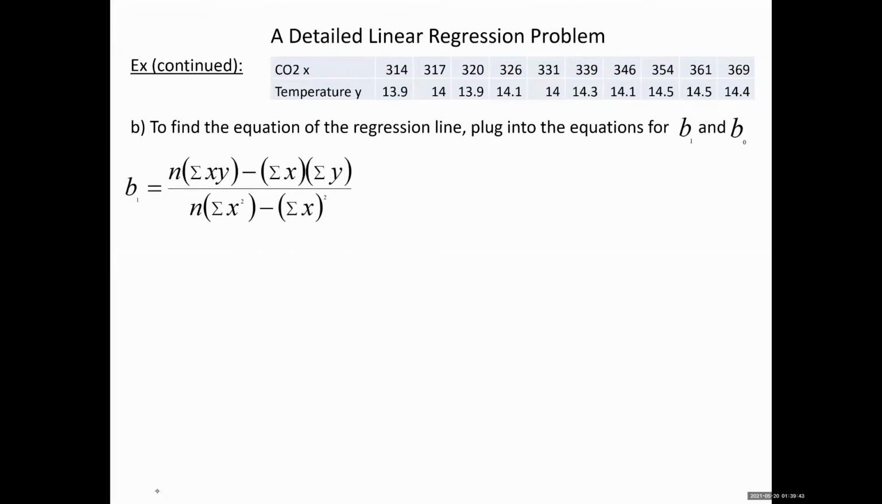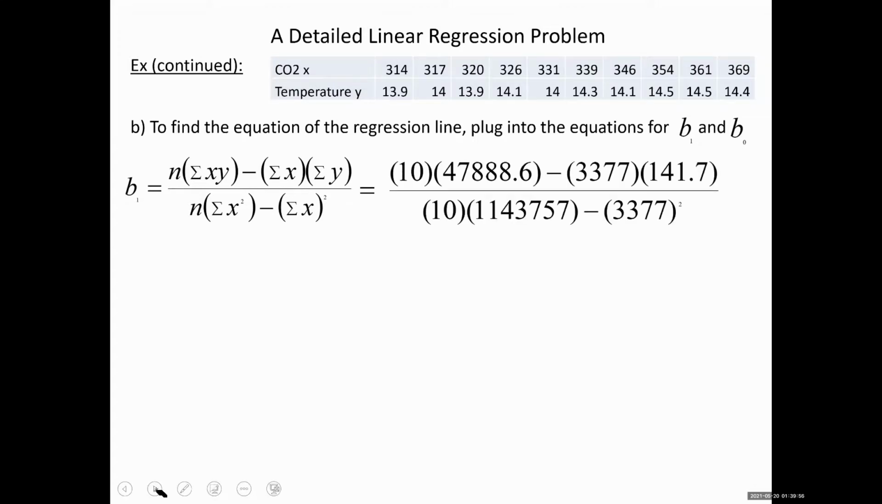Again, take a look at the formula. It has all those quantities I had you calculate earlier. It has sum of x, sum of xy, sum of y, sum of x squared. And then n is 10. Just fill into this formula with the stuff we calculated earlier. Calculate that mess, and you get 0.0109. This is the number that goes in front of the x in the equation of the line.